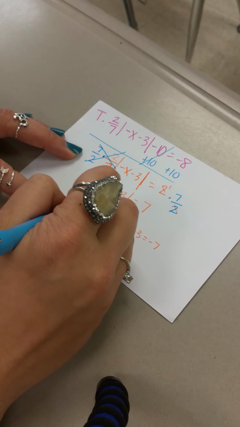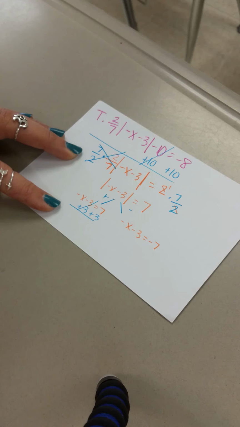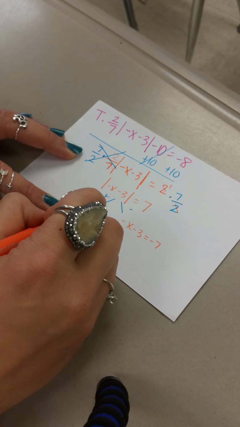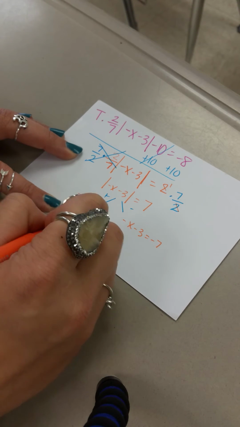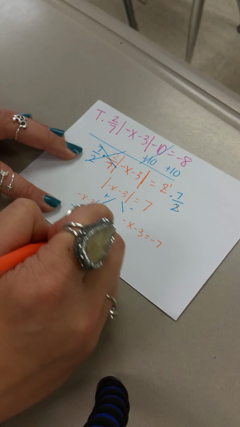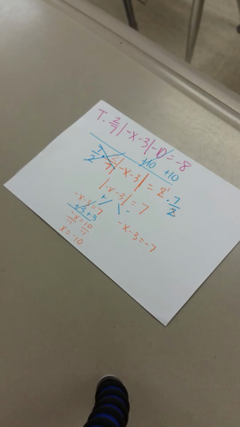Here we would add 3 to both sides. And I'm keeping my negative on my x. And then I'm dividing by -1 because we have to get x completely alone, and that gives us -10. He's not on our number line, so we don't worry about him.